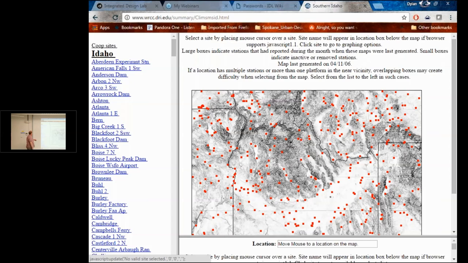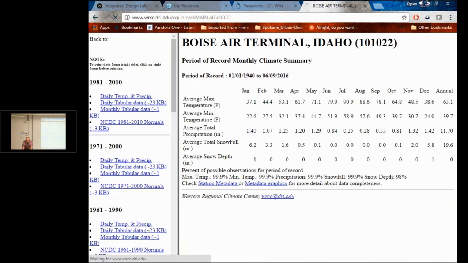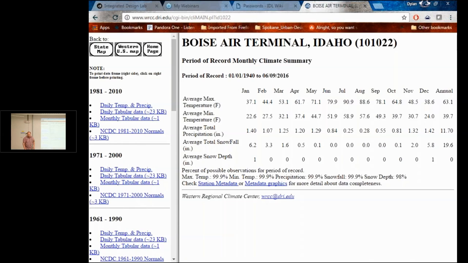So what this site has is historical data, in some places extending from 1880 through this week. All of these red spots are where data is available. So to give you an example of what is available, I'll go to this one right here, which is the Boise Airport just south of us.